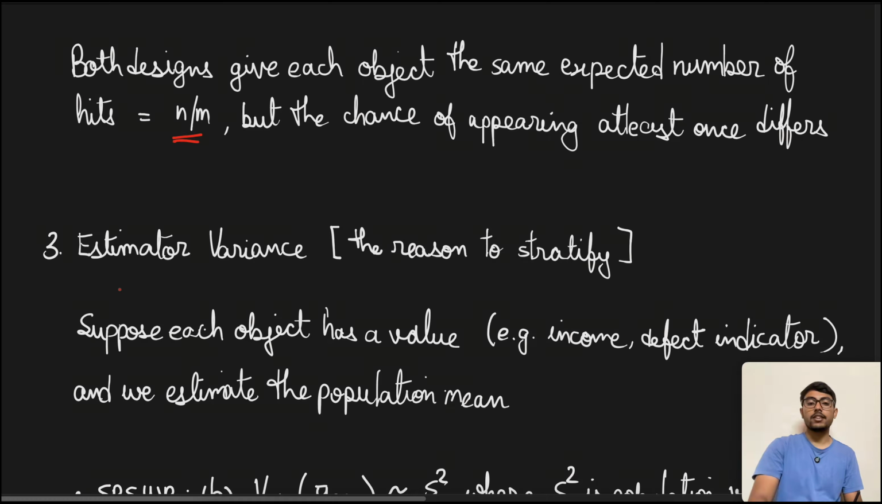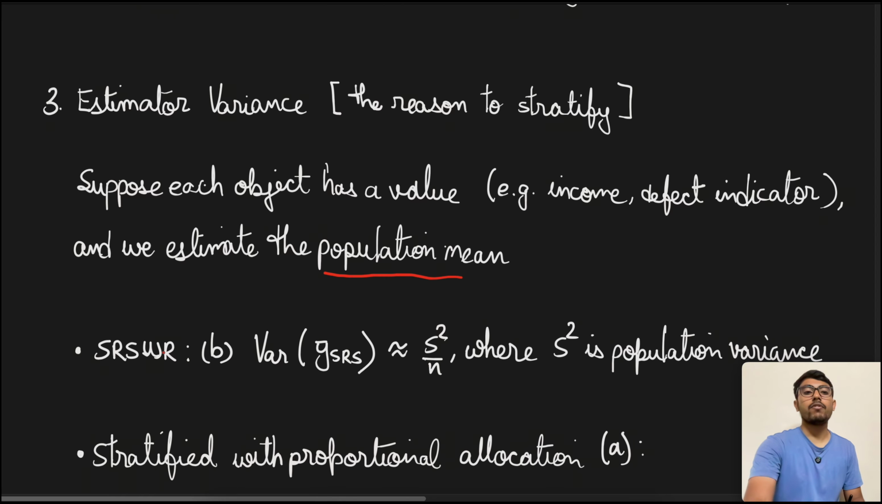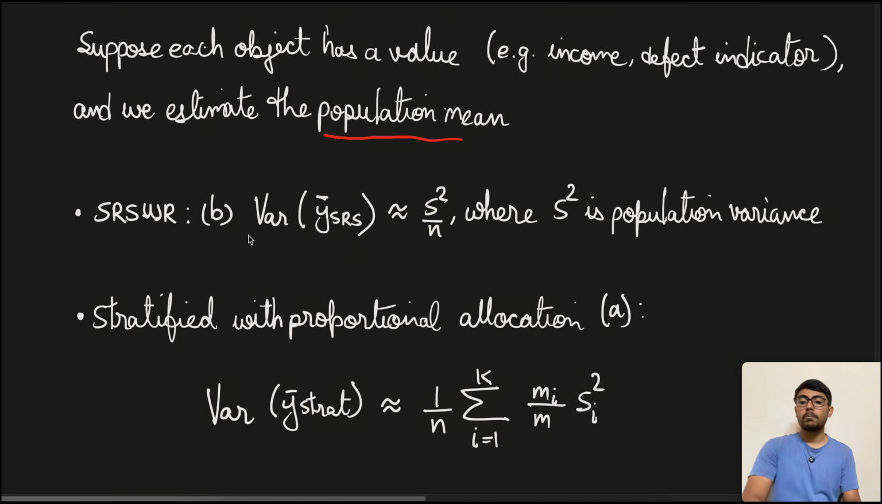So in this one, the reason why we stratify will come into the limelight. Suppose each object has a value, right? Let's say income or defect indicator, right? And we estimate the population mean. Therefore, for the second scheme SRSWR, the variance of y bar is nearly equal to s square over n, where s square is the population variance, right? This is quite simple, we have come across this previously as well.